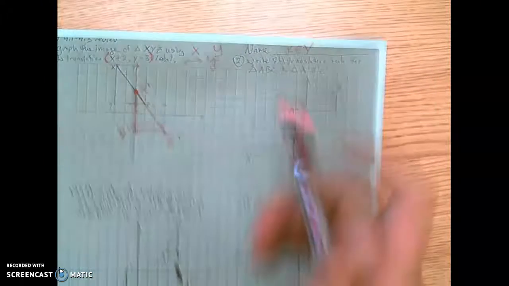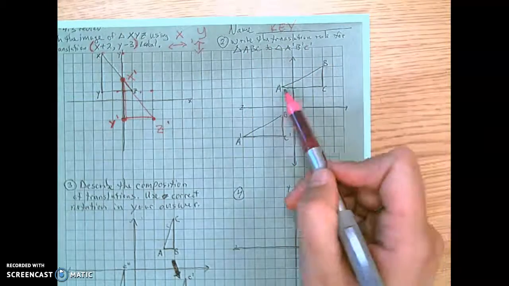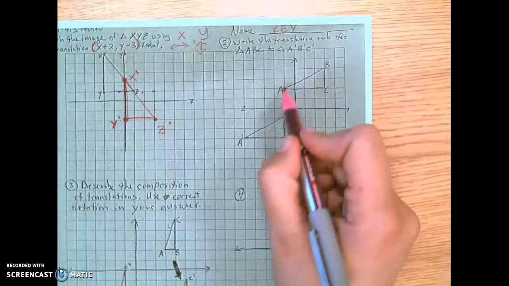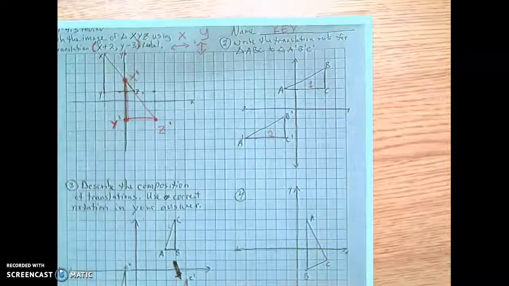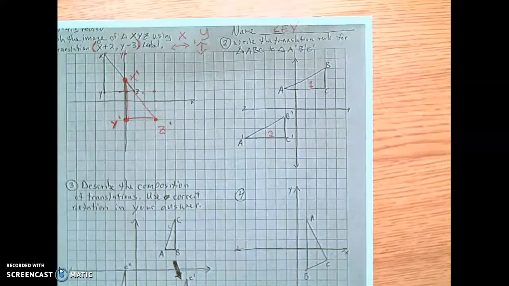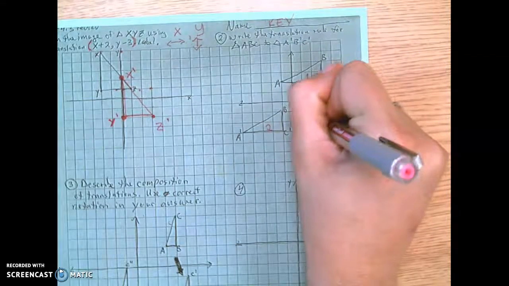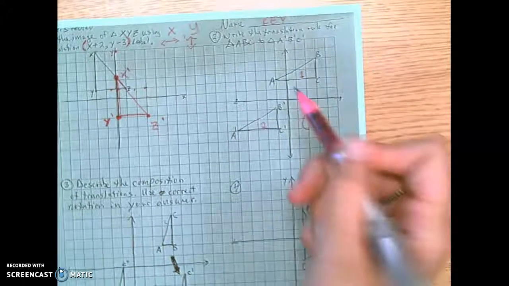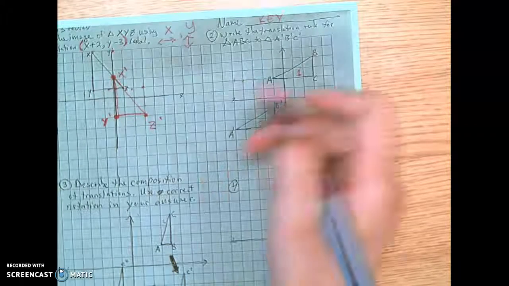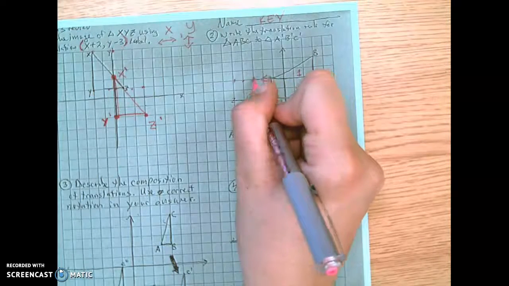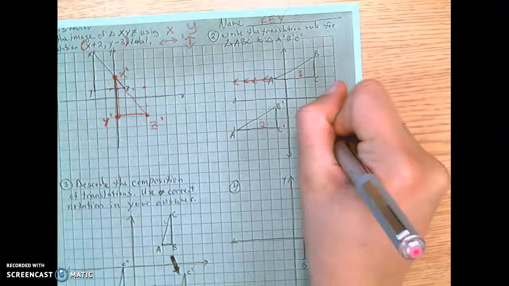On to the next. Write the translation rule for ABC to A prime, B prime, C prime. Remember, without the primes is going to be our starting. So this is 1, then we're going over here. Now I'm just looking for a rule to describe what's happening to A. I always start with x, which is my movement left to right. So I'm going to go 1, 2, 3, 4 to the left. Side to side is going to affect my x. Going to the left, it's going to be x minus 4.